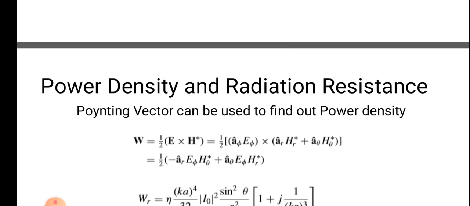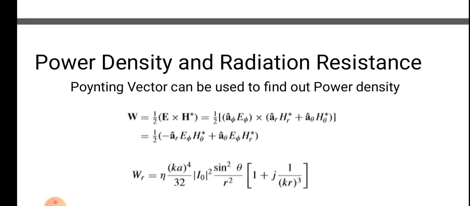Now we know the electric field and magnetic field, so we can find out power density, and from power density we can find out power, and finally we can find out radiation resistance. To find out power density, we can use the Poynting theorem. Here we are using the Poynting vector, which is 1/2 E cross H conjugate. So E and H both are known to us.